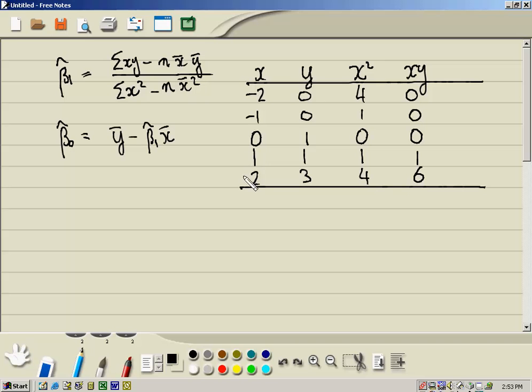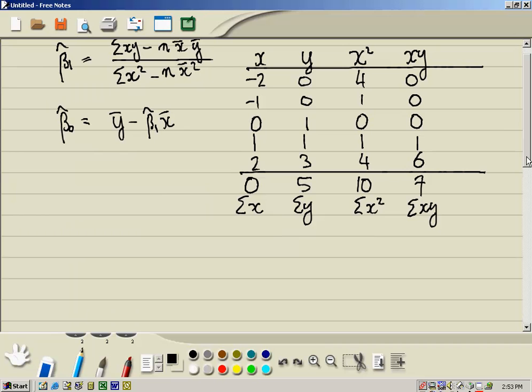Alright, let's now add these up. We add up the x's, find that's equal to 0, we'll call this sigma x. Add the y's, that's 5, sigma y. Add the x squareds, that's 10, sigma x squared, and the xy's 7, and that's called sigma xy. Alright, so now we can go ahead and do our calculations. First we'll start off with n, and it's not really a calculation, it's the number of data points. There are 5 data points.